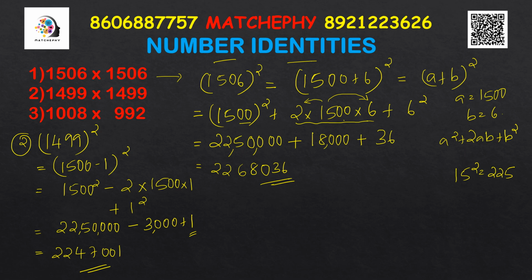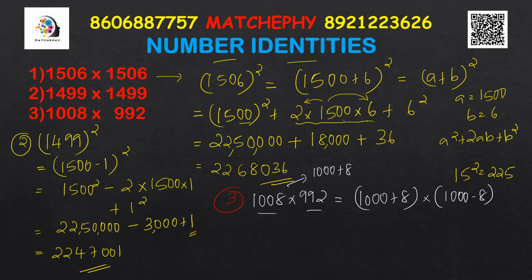So how about we solve the last one? I think we'll do it in a much better way. What about the third one? It is 1008 into 992. See, these are two different numbers, so we will plan for another identity that we can club into. Let's see if we can go for a common number in between them. 1008 is actually 1000 plus 8. When we subtract that 8 from 1000, we get 992. So this can be written as 1000 plus 8 into 1000 minus 8. This will become of the form a plus b into a minus b. This is the identity we will use here.